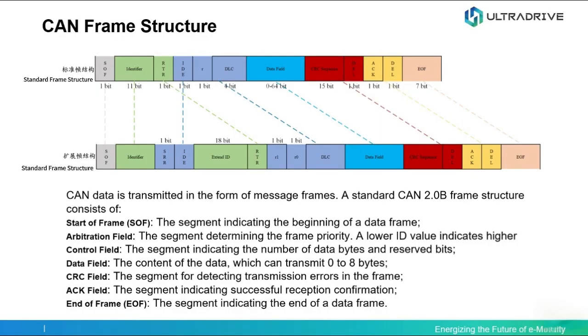Every single set of data sent between CAN devices is what we call a CAN frame. There are two main types of these frames, standard and extended. The ID determines message priority. The smaller the ID number, the higher the priority.